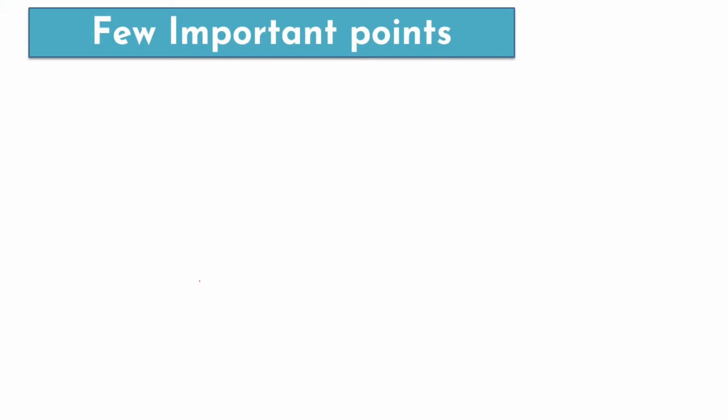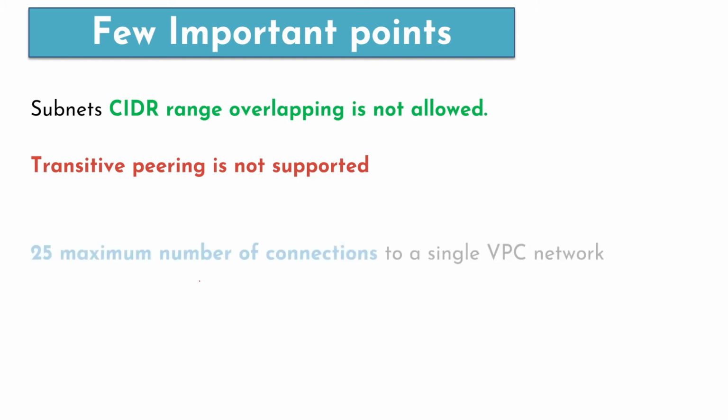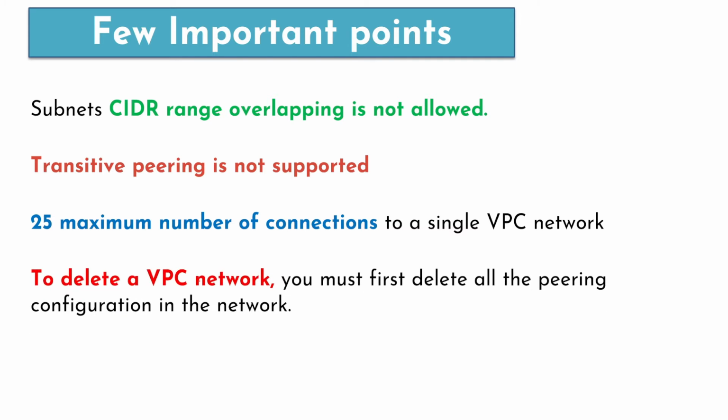Let's have a look at some important points with respect to what we have seen so far. Subnet CIDR range overlapping is not allowed if you wish to peer the networks. Transitive peering is also not supported. You could have a maximum of 25 connections to a single VPC network. That means one VPC could only be peered with 25 other VPCs and not more than that. This is the limitation. To delete a VPC network, you should first delete all the peering configuration in the network and then you can delete the VPC network. Otherwise, it will not allow you to do that.